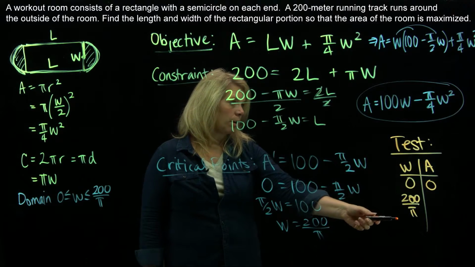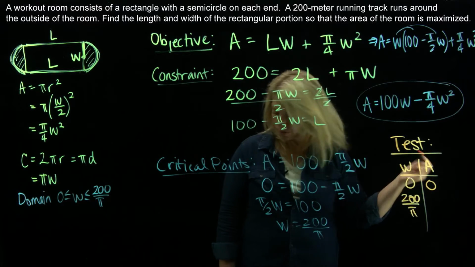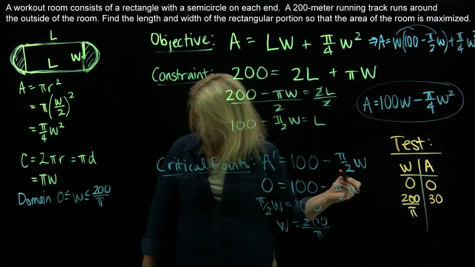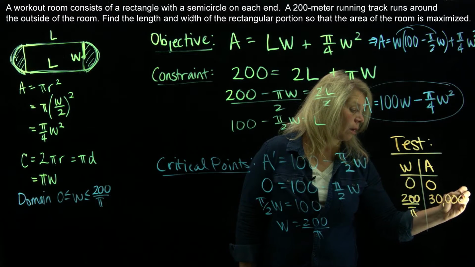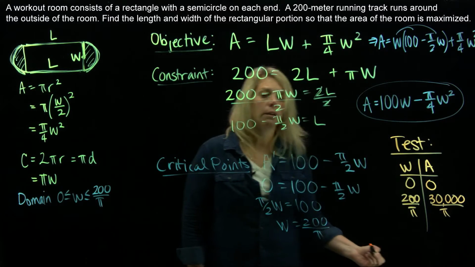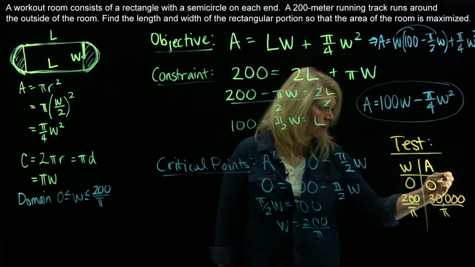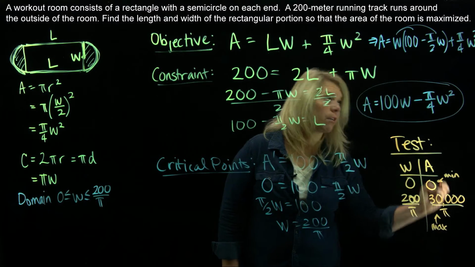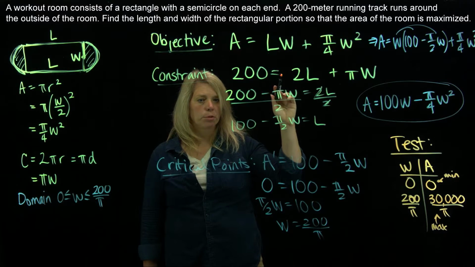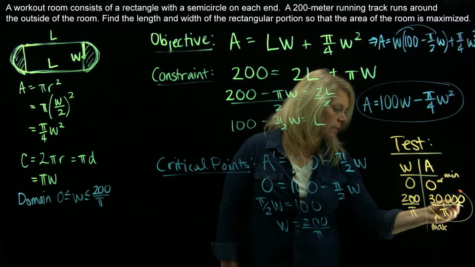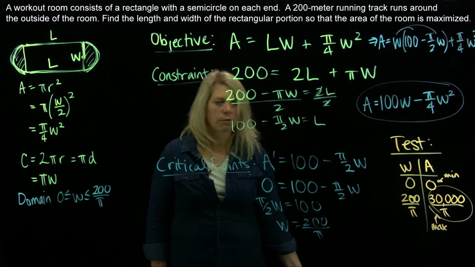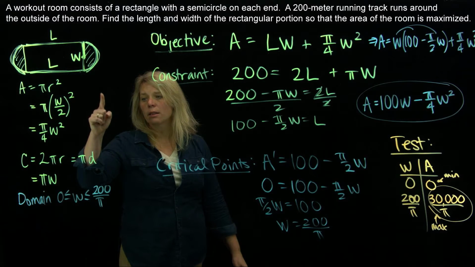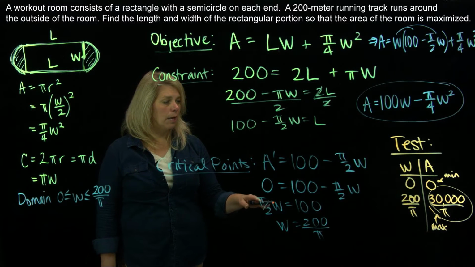When I plug 200 over pi into this function, we'll do a bunch of simplifying there. I'm going to tell you what you should get once it's simplified. You should get 30,000 over pi. All right, so I'm looking for the highest. This is the minimum, and the biggest is the maximum. Right? For this problem, we want the area of the room to be maximized. So this is the maximum. That's what we were actually asked for here. I'm going to go back and make sure that we answer the question. It asked us to find the length and the width of the room so that the area is maximized.